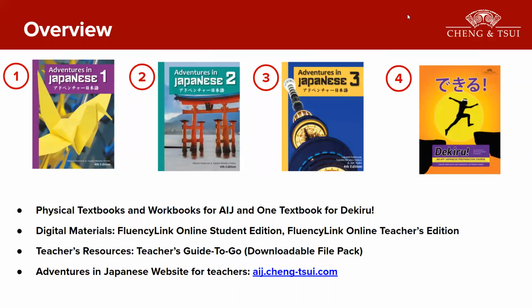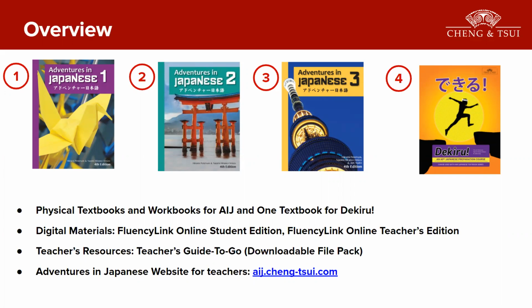As you may know, Adventures in Japanese, or AIJ, has 3 volumes for 3 years of high school Japanese courses. We also have a 4th-year AP preparation textbook by the same author called Dikuru. We will cover Dikuru later in this presentation. The main goal for all the lessons and activities in AIJ is for students to be able to communicate comfortably in all modes: interpretive, interpersonal, and presentational.